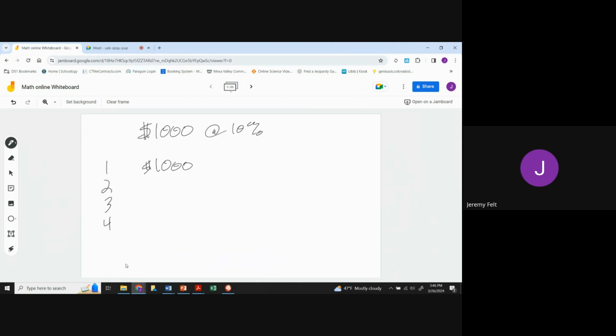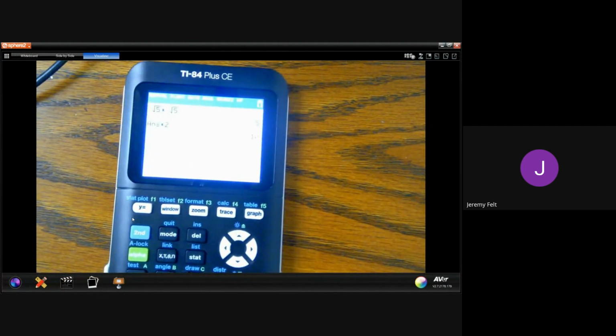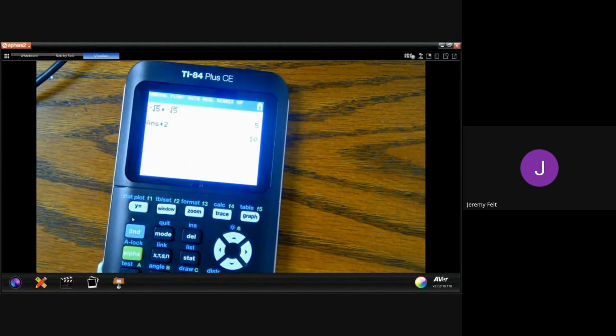1, 2, 3, 4, 5. Pay 10% of 1,000. So how we could do this in a calculator: we know 100% is equal to 1. So if it's going up by 10%, we have 1,000 times 0.10 for 10%, which is $100.